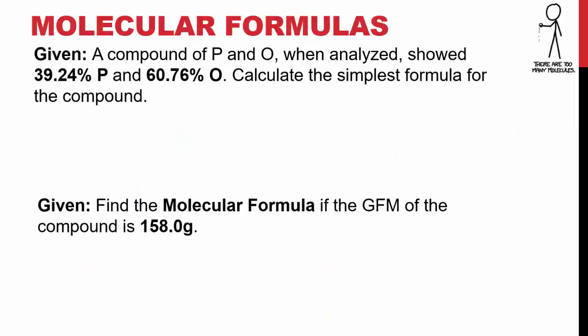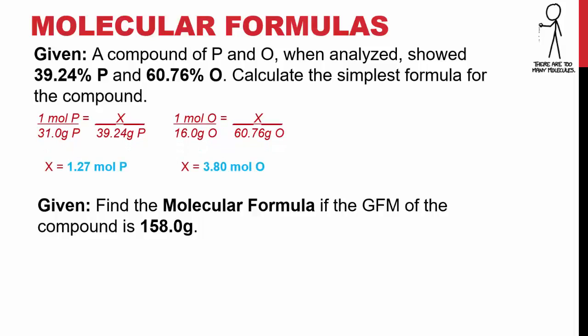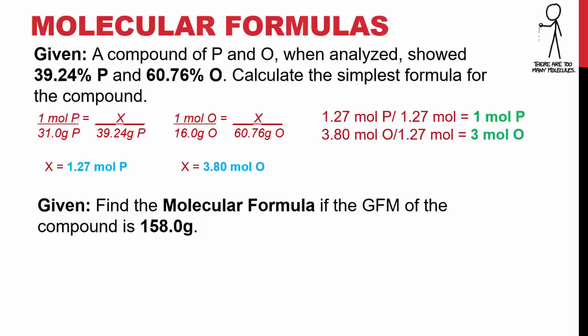Now, let's try to take our empirical formulas and then convert them to molecular formulas. So we have a compound of phosphorus and oxygen, and when we analyze it, it shows that we have 39.24% phosphorus and 60.78% oxygen. Step one is convert your percentages into grams, which we do right here. We're noticing that we have 1.2 moles of phosphorus and 3.8 moles of oxygen. We then see that we have less phosphorus because that's the smallest amount, so we divide both of our moles by the smaller number. Therefore, we get 1 mole of phosphorus and 3 moles of oxygen.